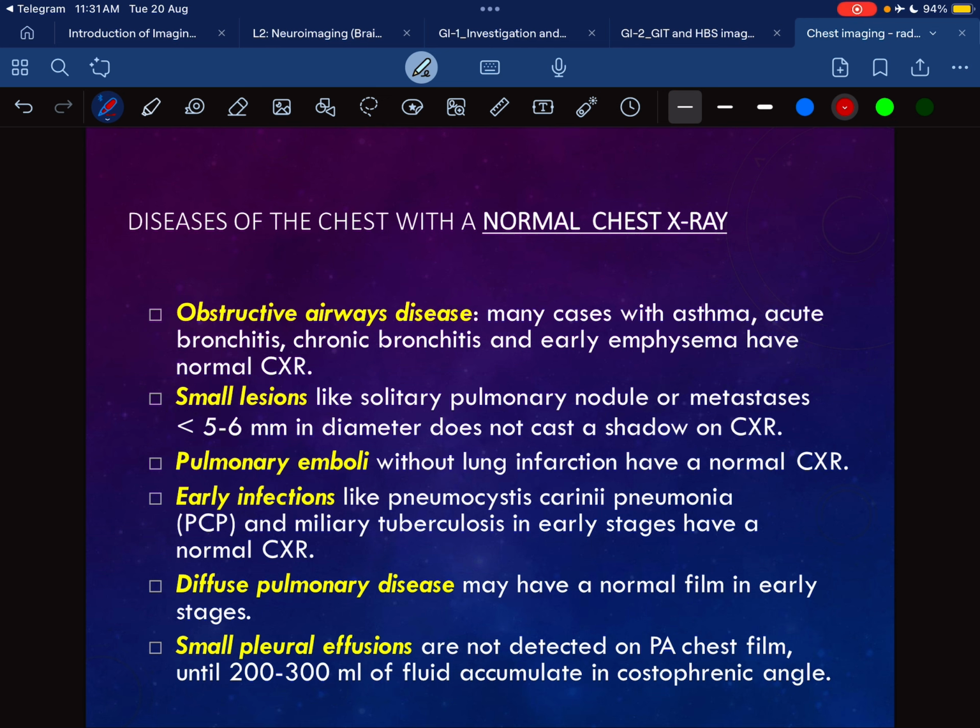Why do we do a chest X-ray for a patient with PE? Infarction, I defined it, but why do we do it? What's the reason for chest X-ray? Complication? Complication.